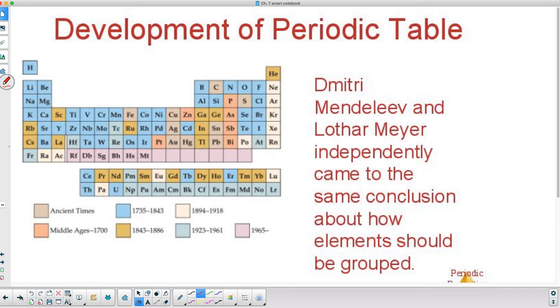If you take a look here, the gray elements are the ones that have been here since ancient times, which includes iron, copper, silver, gold, even mercury, tin, and lead. But the blue ones are the ones that were discovered within about 100 years of Dmitri Mendeleev and Lothar Meyer. It's like a Bond villain or something ridiculous.